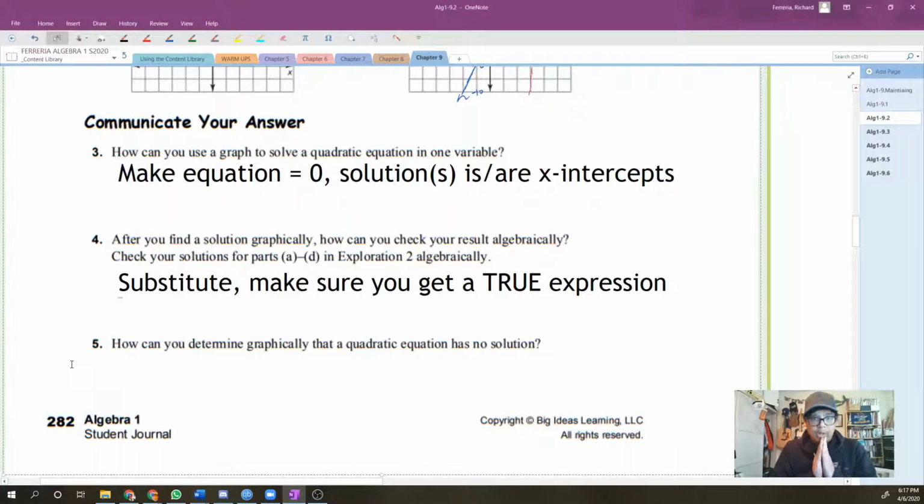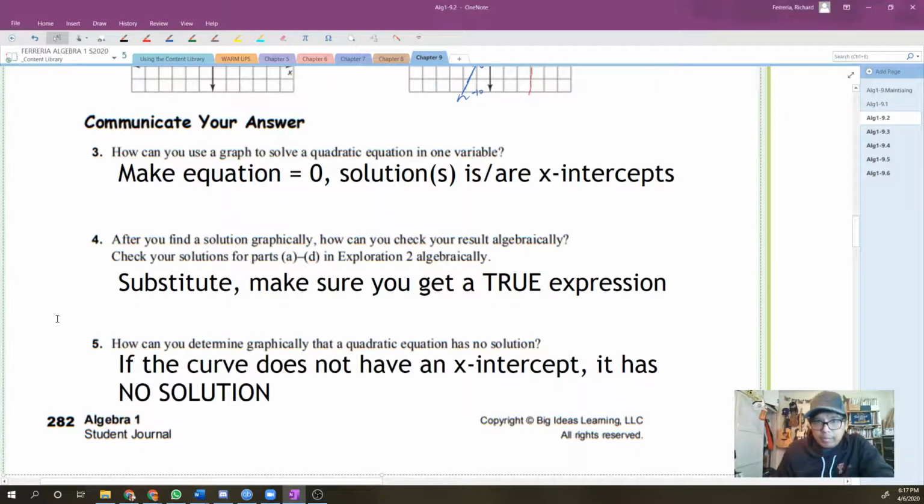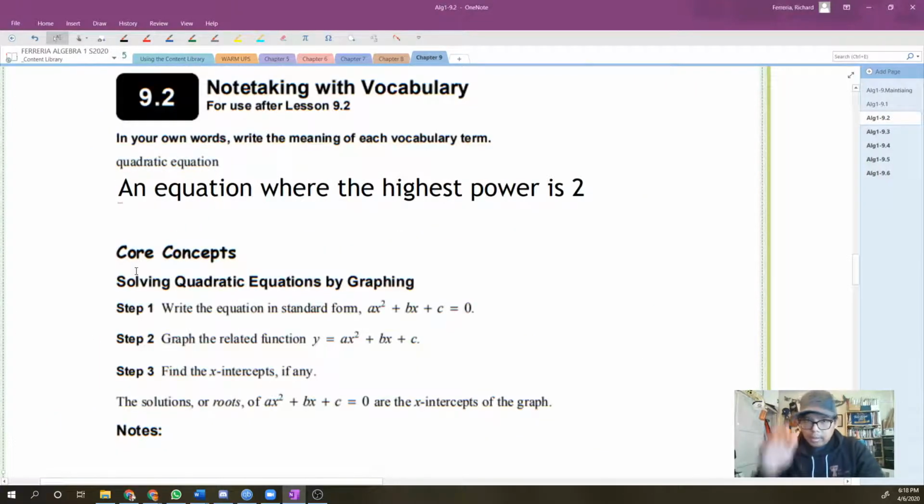How can you determine graphically if a quadratic equation has no solution? And this is a little bit of a logical extension of question 3 in communicate your answer. If the curve does not have an x-intercept, then it has no solution. Because remember, the x-intercept is the same thing as the solution. So we have to have x-intercepts in order for a curve to have a solution.